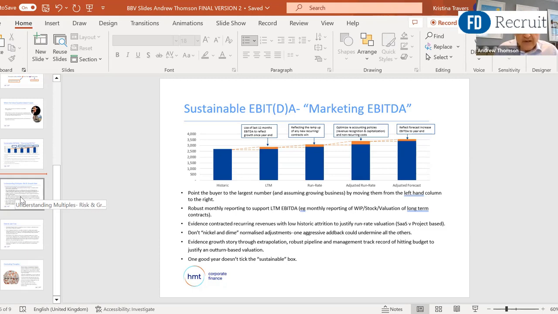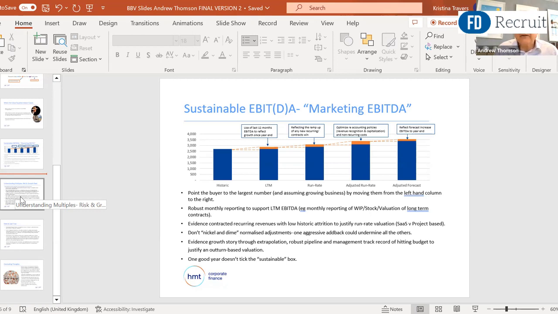Moving to the next step, if you have recurring revenues, you might be able to point to some sort of run rate analysis. To achieve that, you really need to evidence contracted recurring revenues with low attrition. Obviously, very suitable for a SaaS business. If you're project based, that's less obvious.